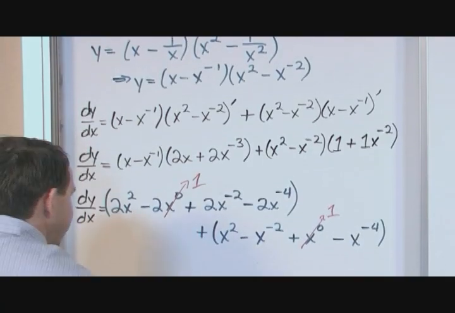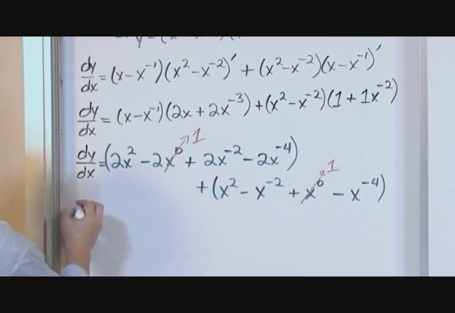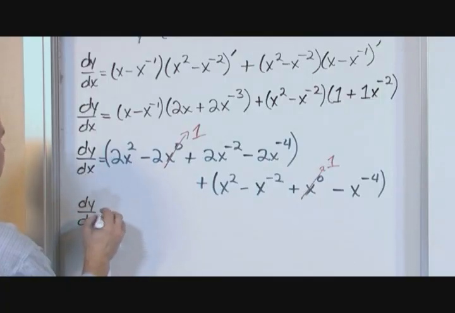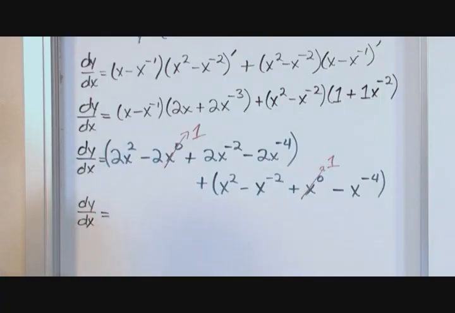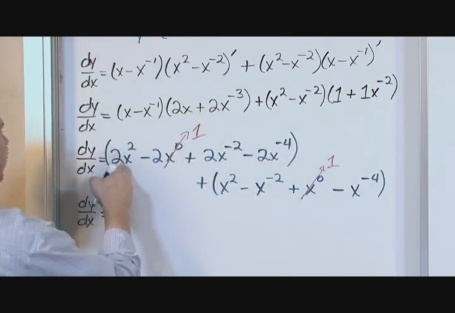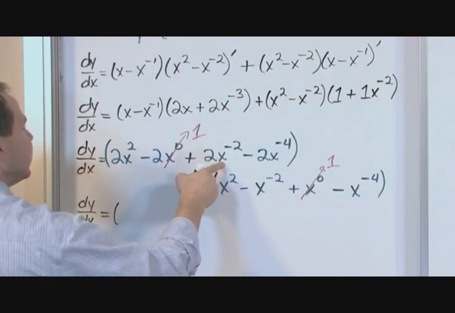and it just helps me keep track of it by keeping it that way. So dy/dx, just to tidy everything up, let's go ahead inside of each parenthesis and just simplify it as much as we can. So I have 2x squared plus 2x to the negative 2.